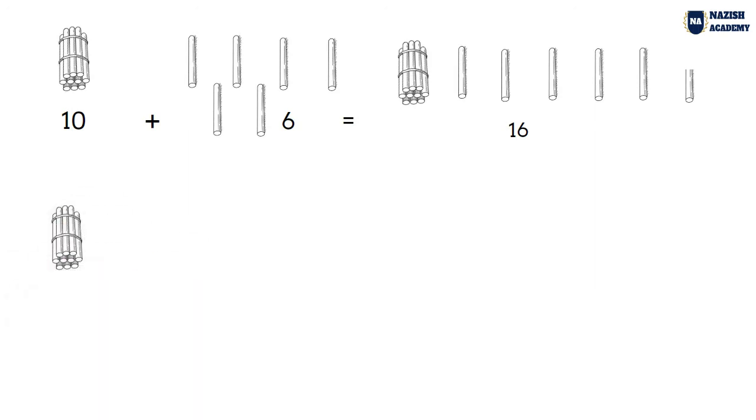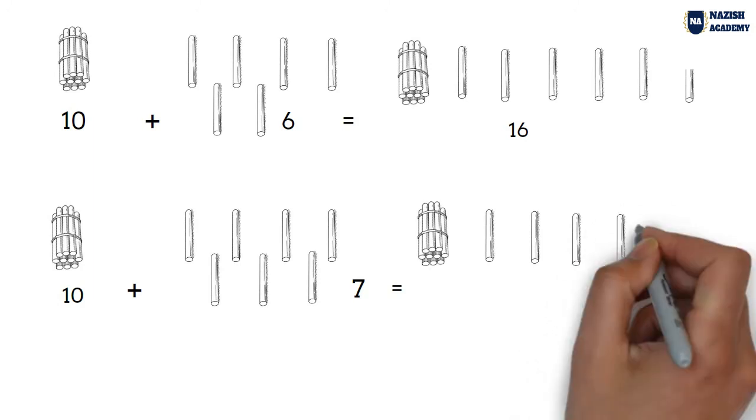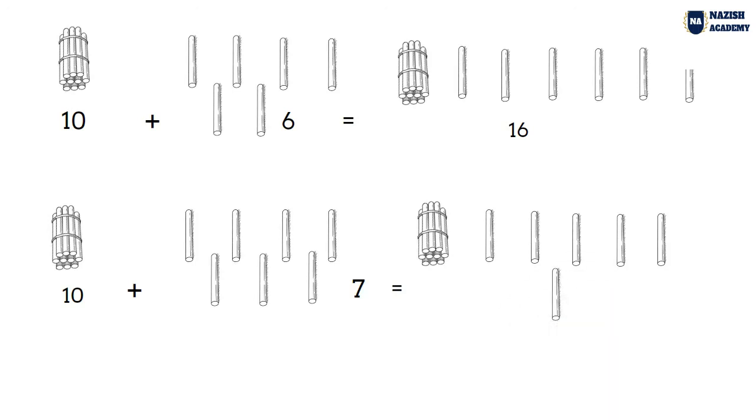10 sticks plus 1, 2, 3, 4, 5, 6, 7. 7 more sticks. I added 7 more sticks. Then how many do we get? 10 sticks plus 7 sticks is equal to 17 sticks. 10 plus 7 is equal to 17.